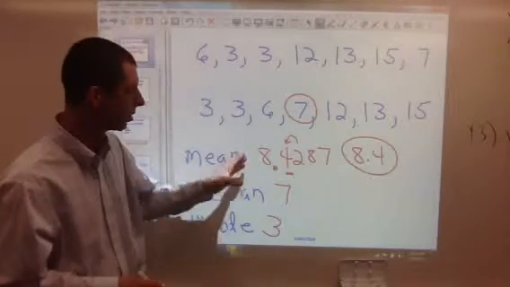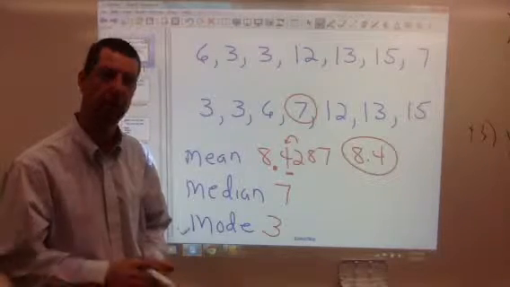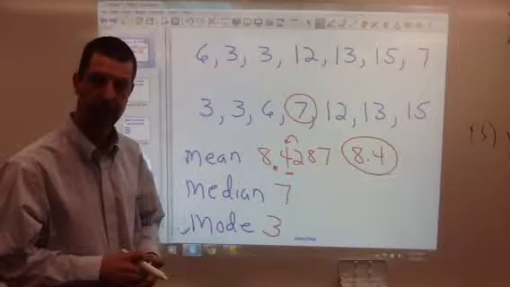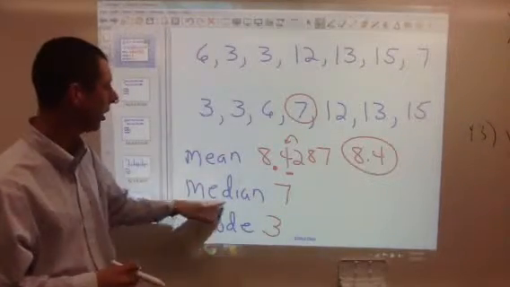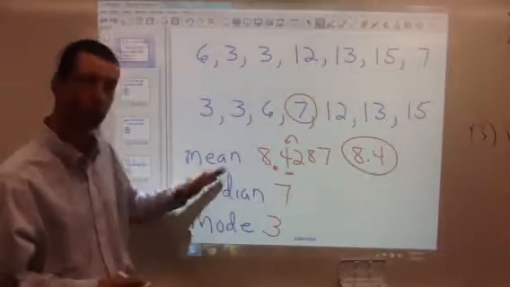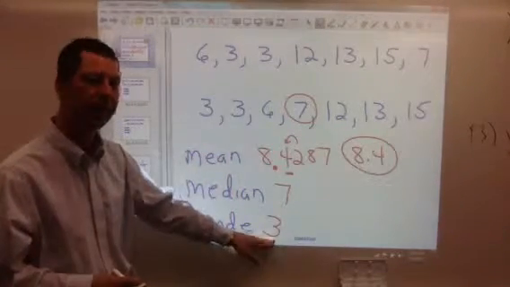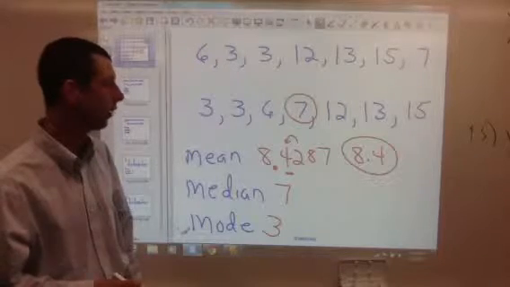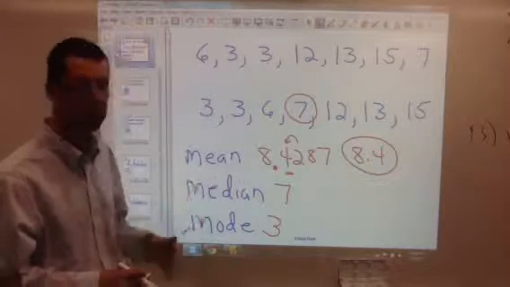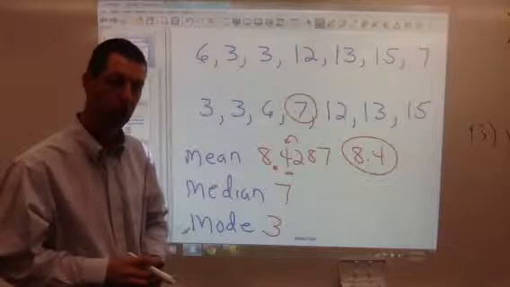Now, quite often when you work with measures of central tendency, they're going to ask which one of these best represents the data. If you look at the median, it's 7, and the mean is 8.4. Both of those would be very good to use to represent this data. The mode being 3, I don't think that's the best number to represent this particular data.